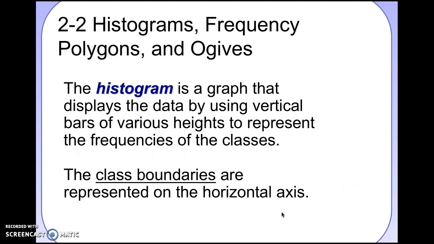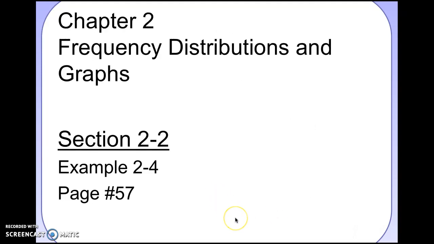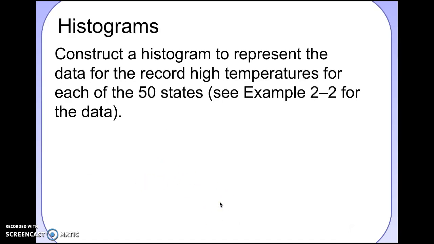The histogram is a graph that displays the data by using vertical bars of various heights to represent the frequencies of the classes. The class boundaries are represented on the horizontal axis. Turn your books now to page 57 and look at example 2.4. Construct a histogram to represent the data for the record high temperatures for each of the 50 states.